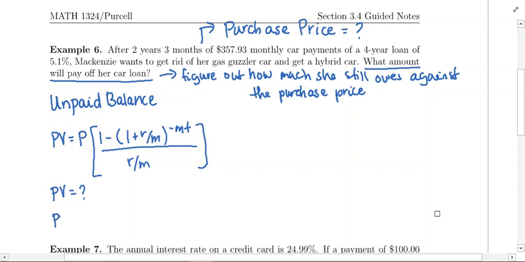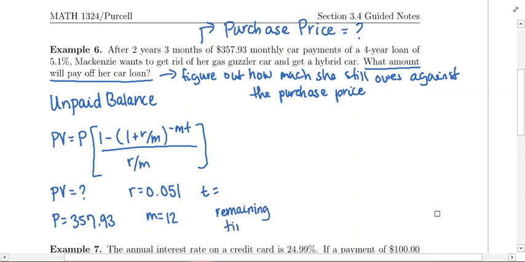P is the amount of the regular payment that has been made. That's $357.93 here. The unpaid balance has been earning interest at 5.1%, so that's going to be 0.051. Everything is done monthly here. She's made monthly payments, and the interest has been compounded monthly. The key for unpaid balance is using remaining time on the loan. That's very, very important.